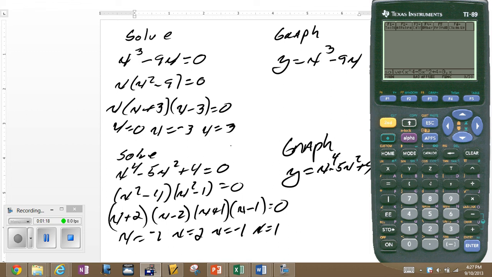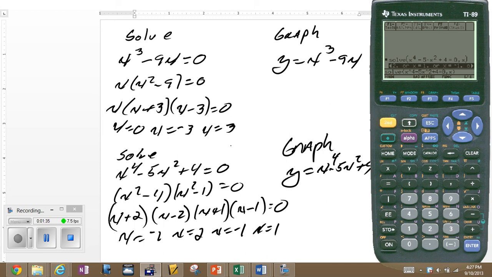So now, the TI-89 will tell us that the solutions of that are 2, -2, 1, and -1. They are reported up here as you can see, okay? Scroll on over and you see all the solutions.